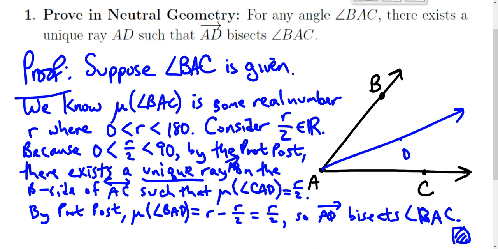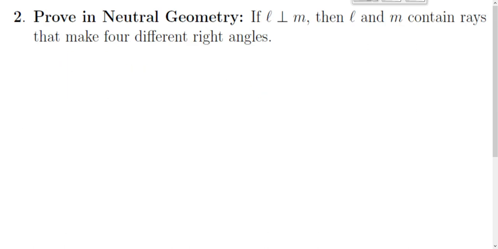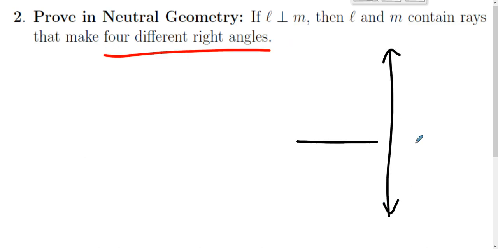Okay, so the second question I wanted to consider in our time. If L is perpendicular to M, then L and M contain rays that make four different right angles. Four different right angles. What's that all about? Isn't that the whole deal with perpendicular lines? Well, by definition, perpendicular lines create one right angle. The question then becomes, where are the other three? Like, where do the other three come from? So let's consider that.